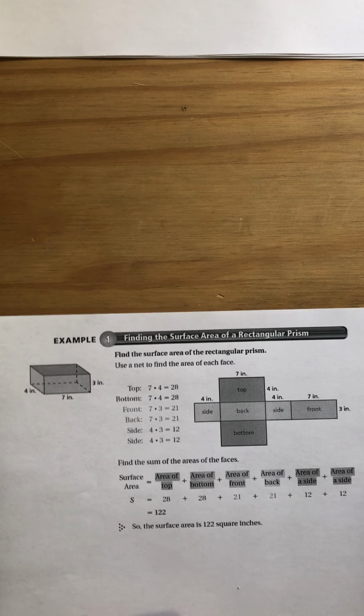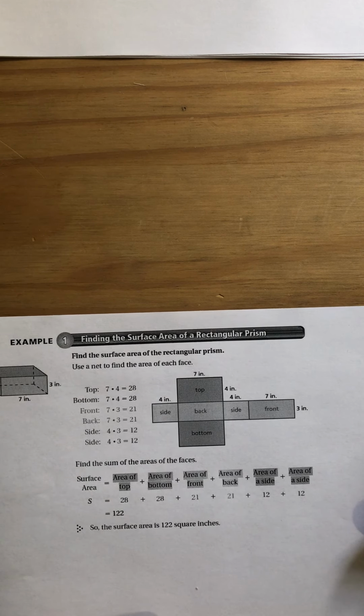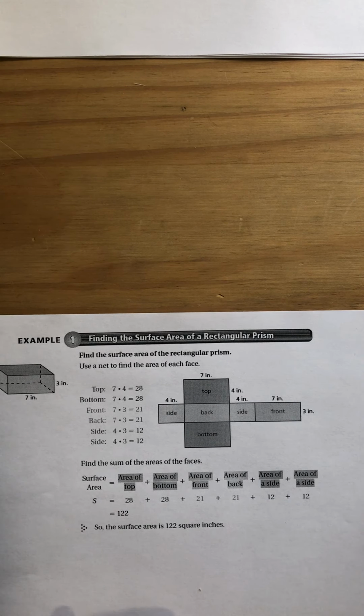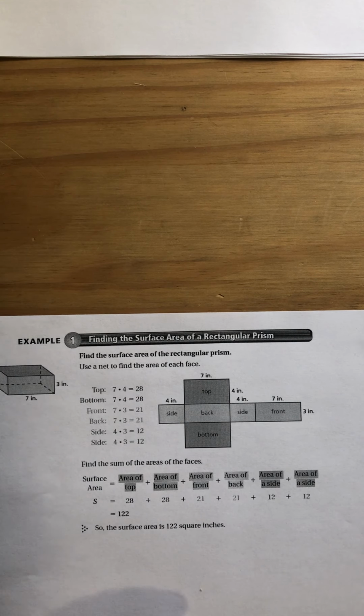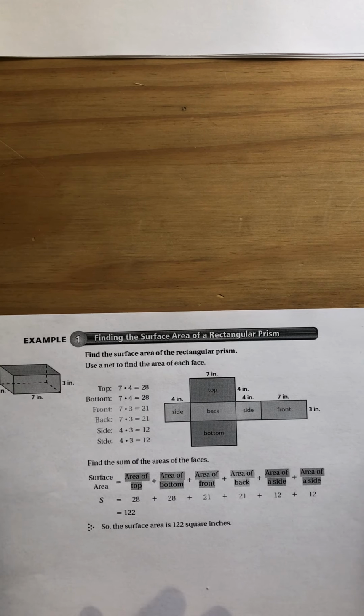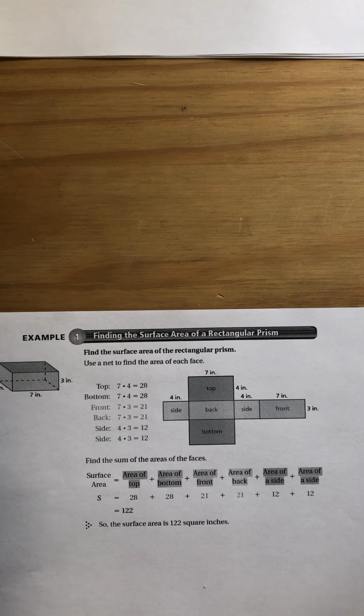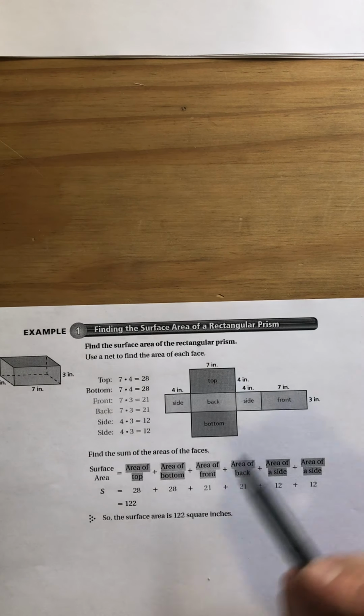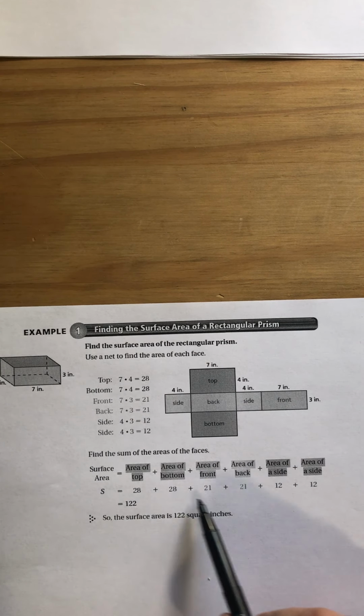So here's an example that the book had done for us, very, very similar to one we just did. You can find this in your textbook in lesson 8.2. If you want to see some more examples, or some colored examples, that helps. And you're going to see that once you find the area of each part, they're just adding them all up.